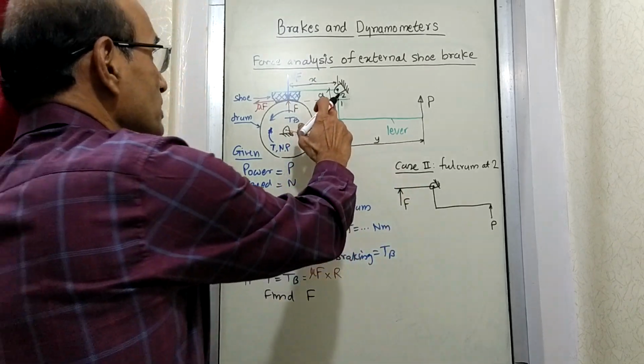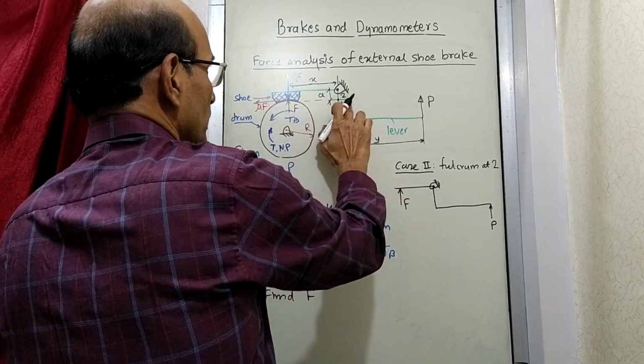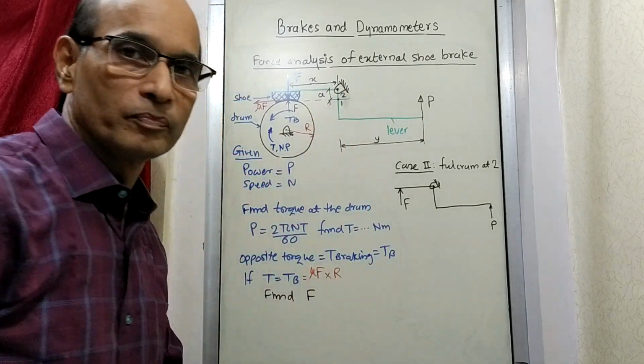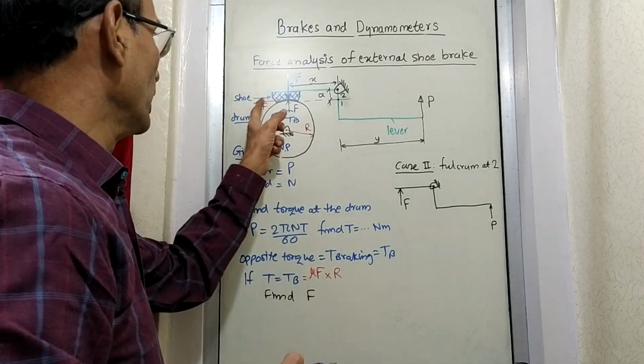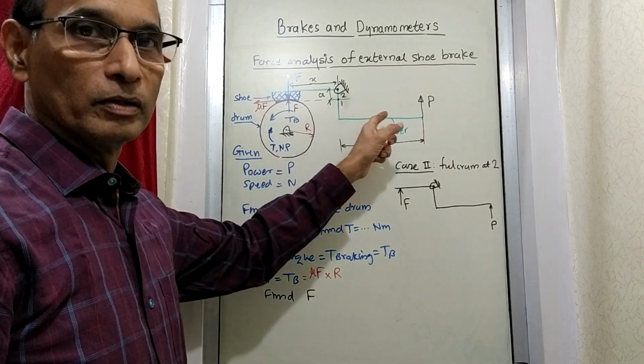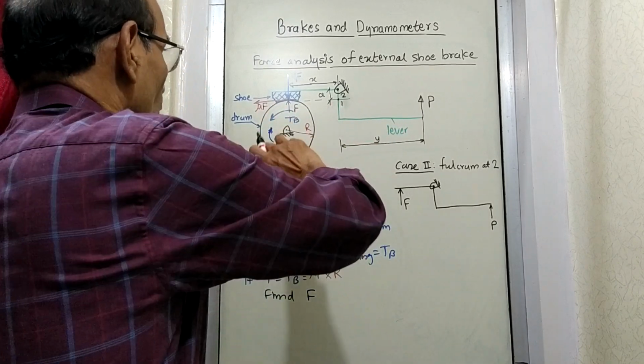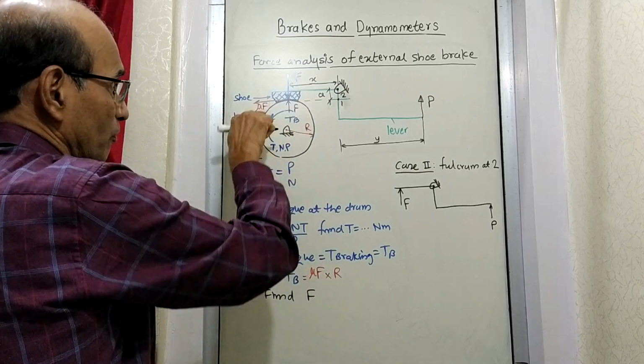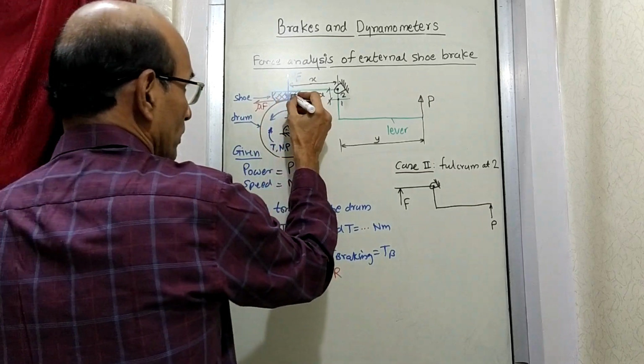And now since this frictional force line is not passing through the fulcrum, the frictional force mu into F is also going to act on the lever, because when the drum is rotating like this, the drum is pushing. I am just drawing the additional force here.